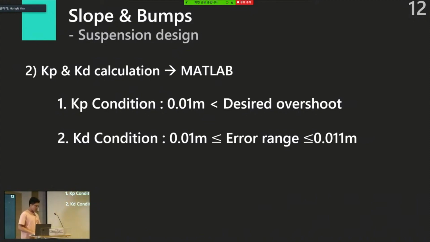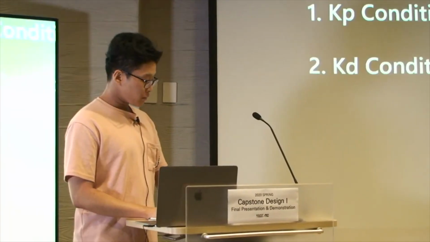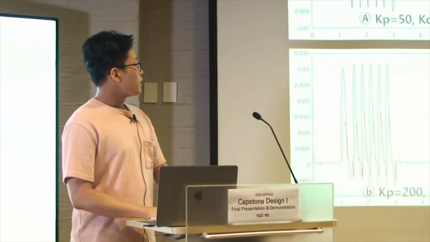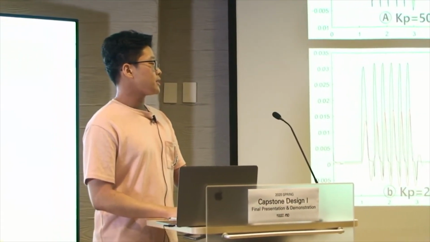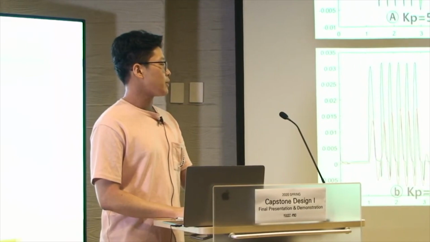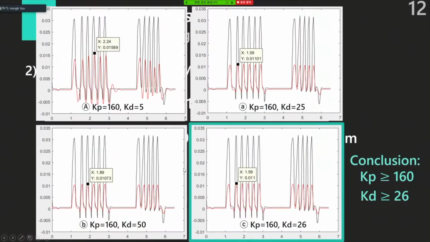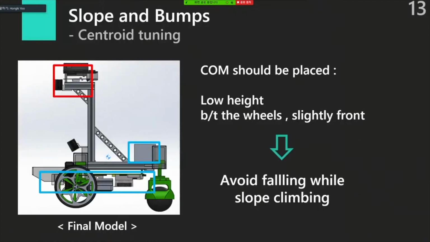So we use these constraints to calculate KP and KD in MATLAB. We had a few iterations and a few tests, and we concluded that KP should be bigger than 160. In the same method, we iteratively chose that KD should be bigger than 26. So we set KP as 160 and KD as 26. The last part of slope and bumps is the center tuning. We thought the COM should be placed as low as possible between the wheels and slightly to the front to avoid falling while climbing the slope.